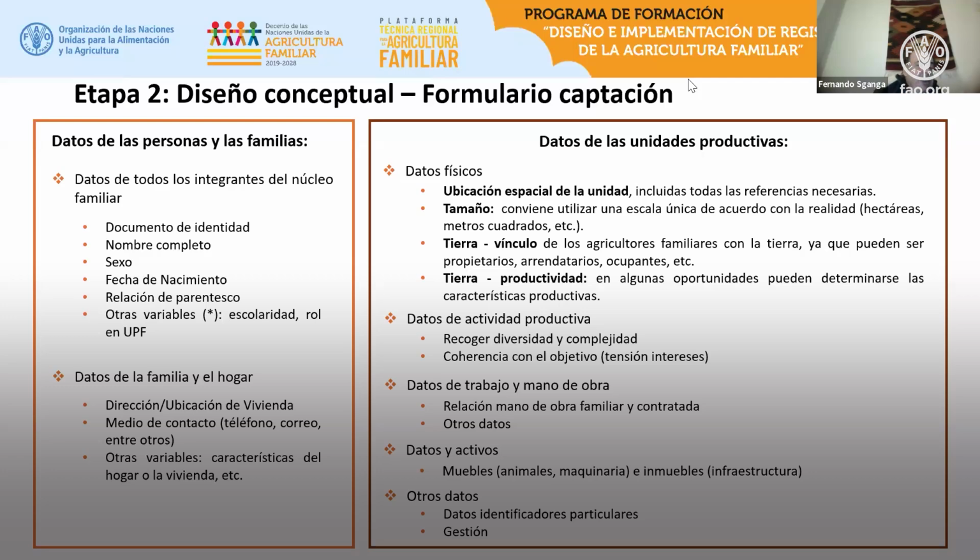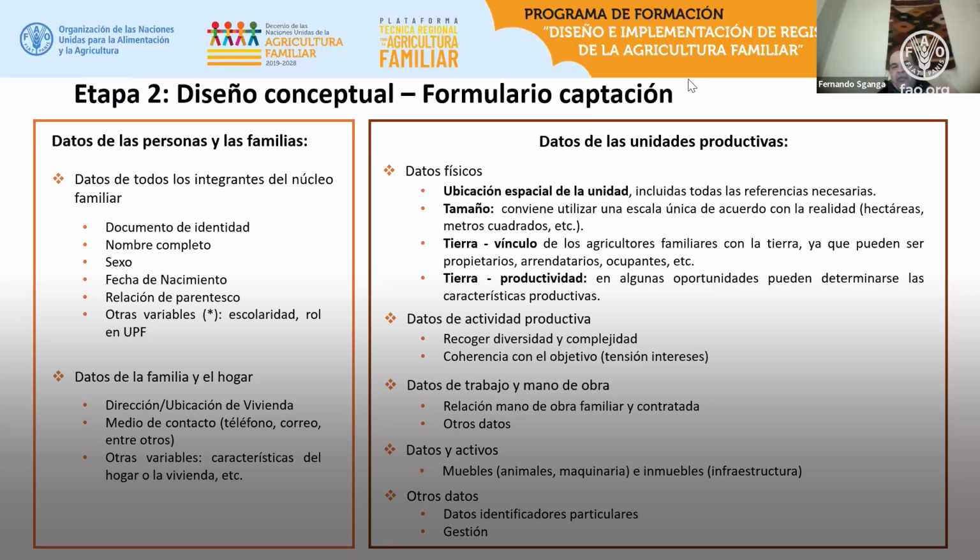There may also be identification variables such as sex, date of birth, gender, the role they play within the family unit, educational level, family and household information, contact details, the variables of the home, the characteristics of the house.